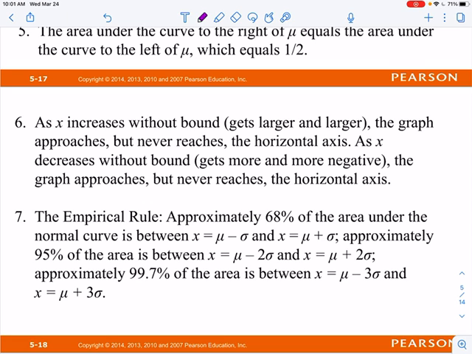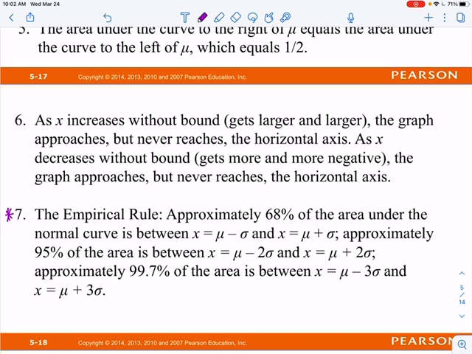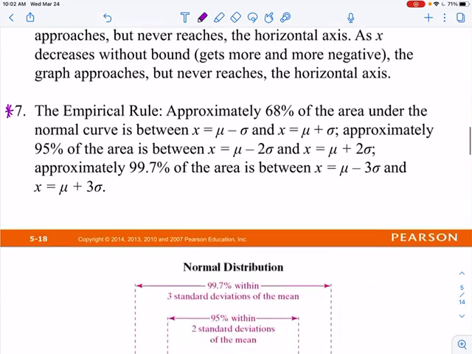The empirical rule: approximately 68% of the area under the normal curve is between x equals the mean minus 1 standard deviation and x equals the mean plus 1 standard deviation. Approximately 95% of the area is between x equals the mean minus 2 standard deviations and x equals the mean plus 2 standard deviations, and then 99.7% of the area lies between x equals the mean minus 3 standard deviations and x equals the mean plus 3 standard deviations. So again, we've talked about this before, and you're going to see the picture as soon as I scroll down on the next slide.